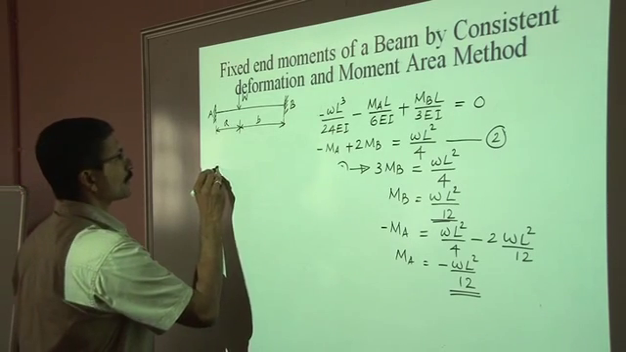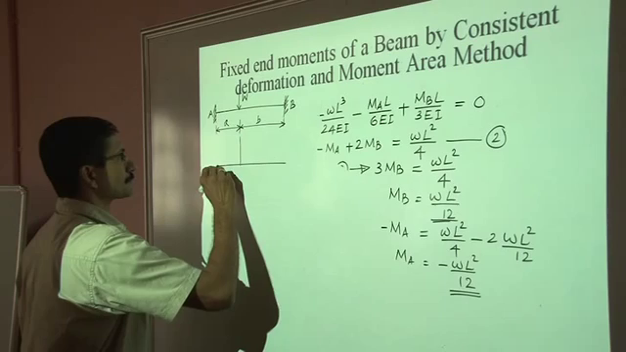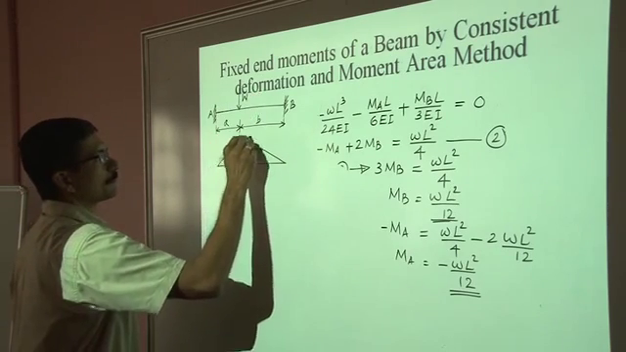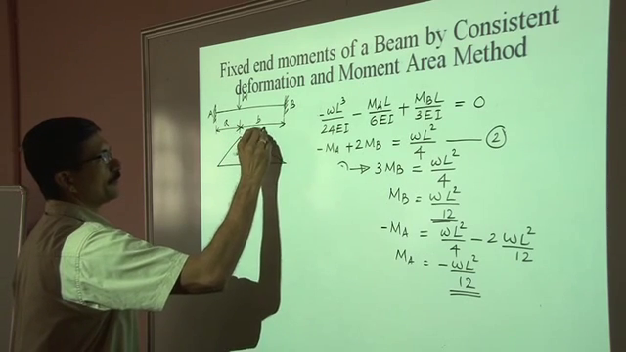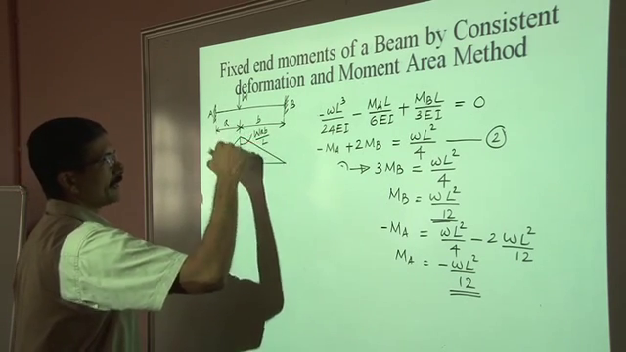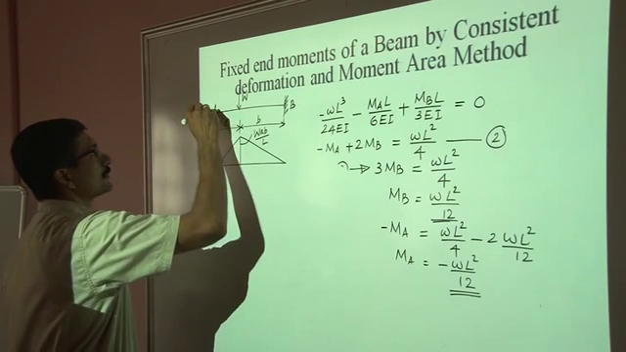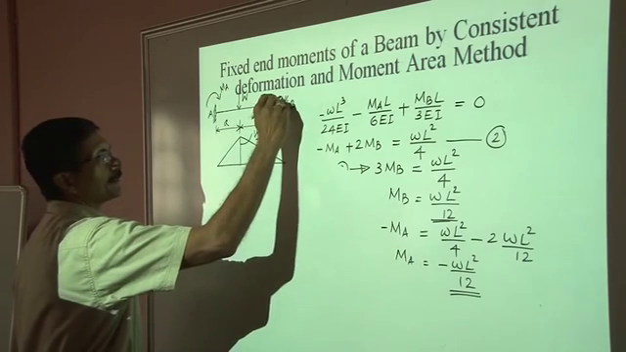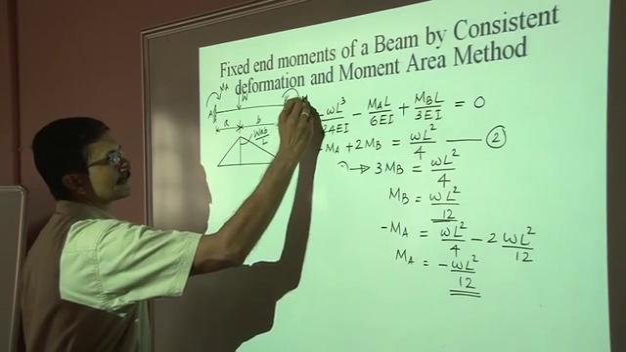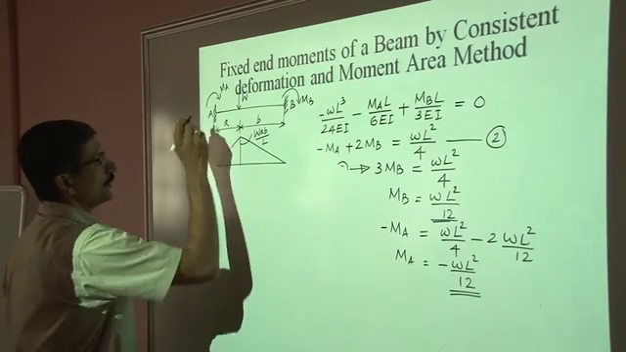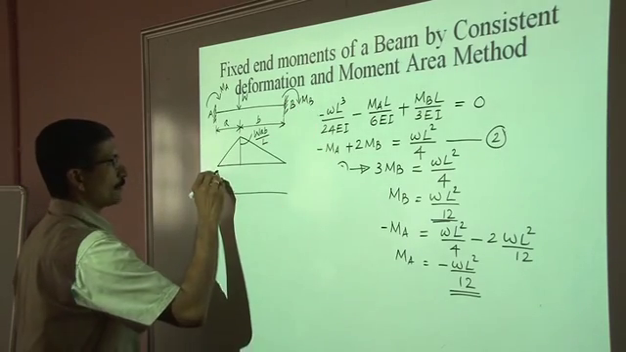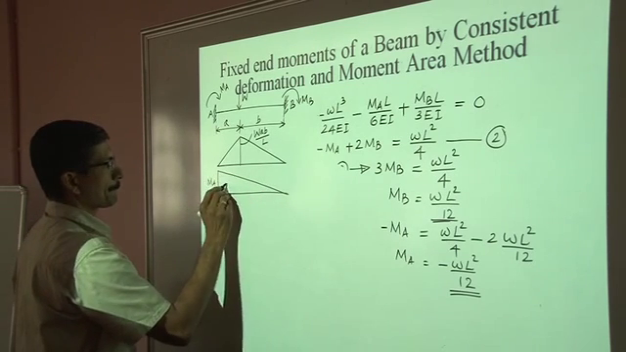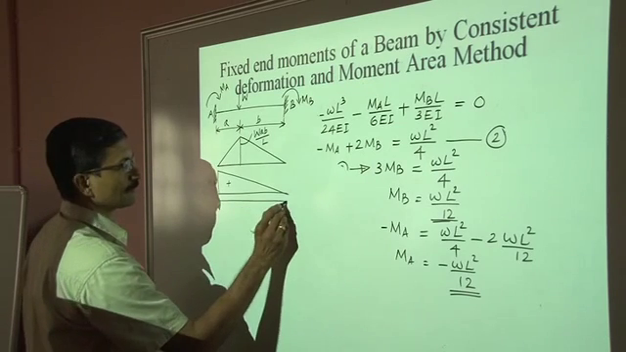The BMD would look like this. This is for the simply supported span and W alone. W into A into B divided by L will be the maximum ordinate. There is a moment MA due to fixity. There is a moment MB due to fixity. The BMD due to MA would look like as before. The BMD due to MB would be like this.